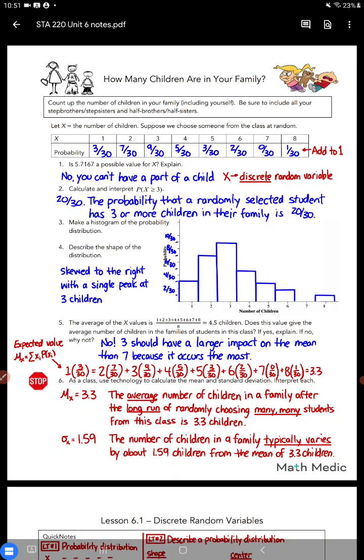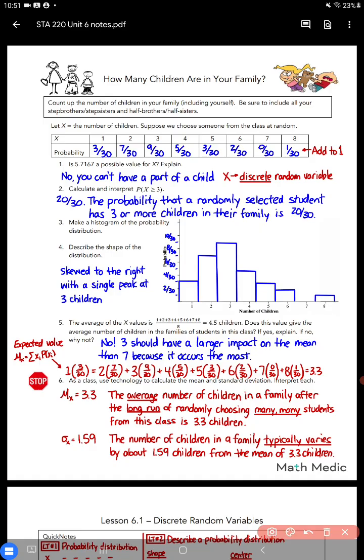Okay, well, if our standard deviation is 1.59, what that tells us is the number of children in a family typically varies by about 1.59 children from the mean of 3.3. So what that means is most people fall within about 1.6 children of 3.3. So think about what that means.